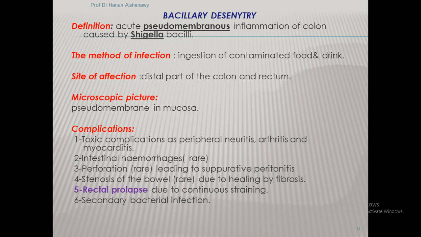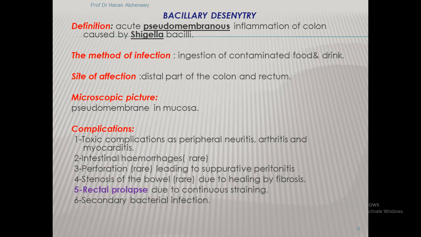It is an acute non-suppurative pseudomembranous inflammation. It's caused by ingestion of contaminated food. The affected region here is the rectum and colon. So bacillary dysentery and all dysentery affects the colon. Typhoid fever affects the small intestine, the ileum. Okay, microscopically it's pseudomembranous inflammation. And you know what the meaning of pseudomembranous inflammation is from general pathology.